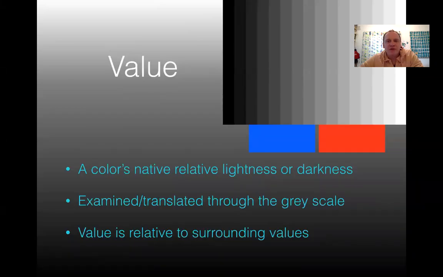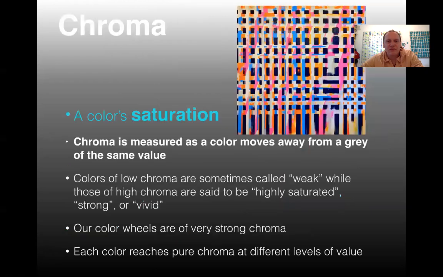So value, we've done the really fun assignment about value, and that's a color's relative darkness or lightness. And as mentioned, colors will have their own native values. So blues are generally darker than reds. And we examine these and translate them through the grayscale. And of course, value is always relative, right? If we put a blue next to a violet, the blue will appear brighter than it is compared to a grayscale.